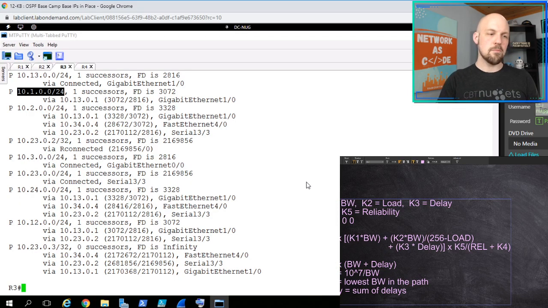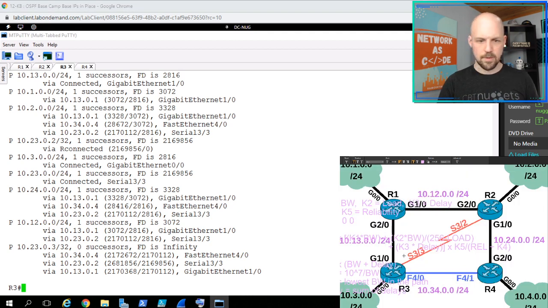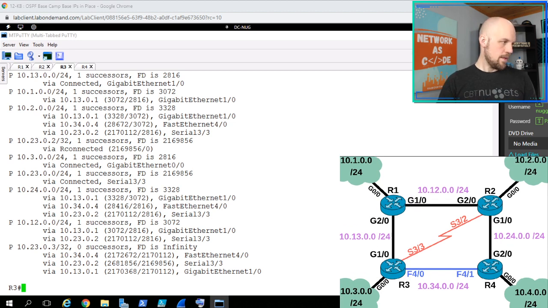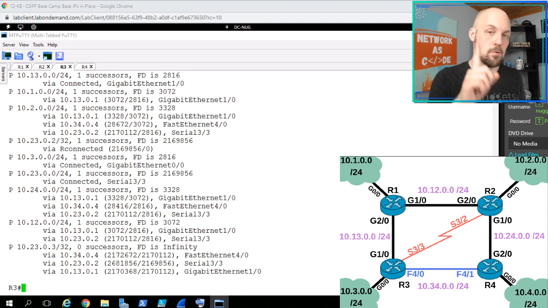All right, so summarization is what I have said a few times. Okay, that looks good. So summarization is lying. It really is truly saying, hey, I've got a bunch of routes, but I'm not telling you about those routes. I'm only telling you about this one.